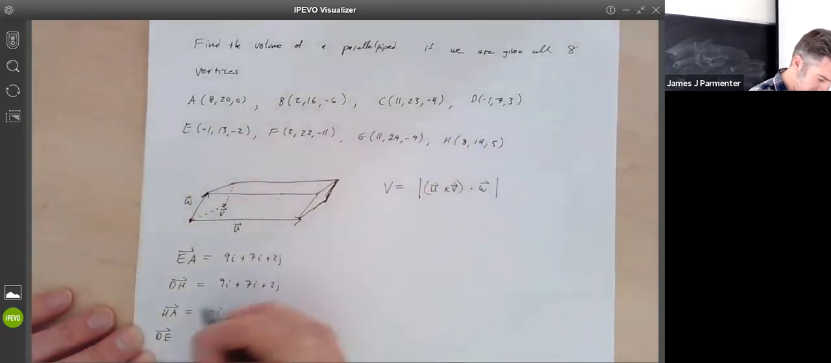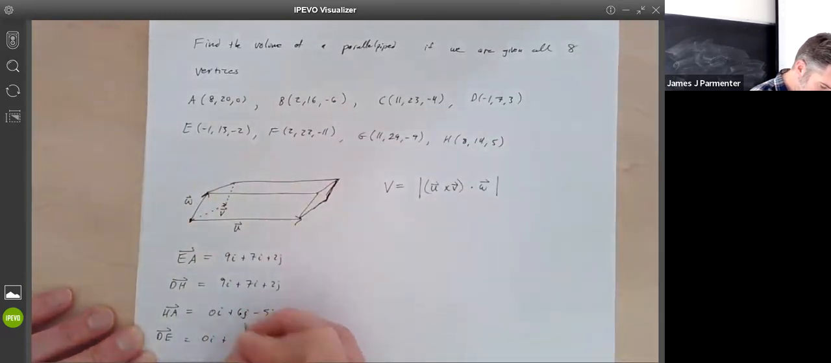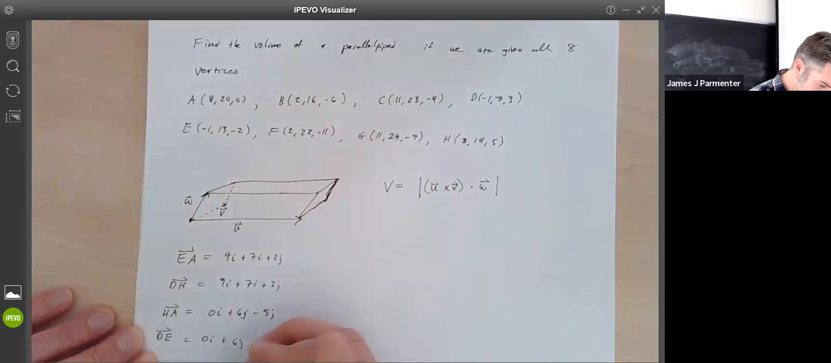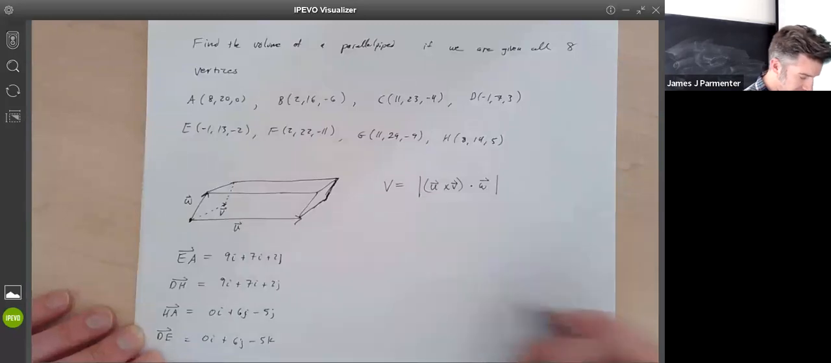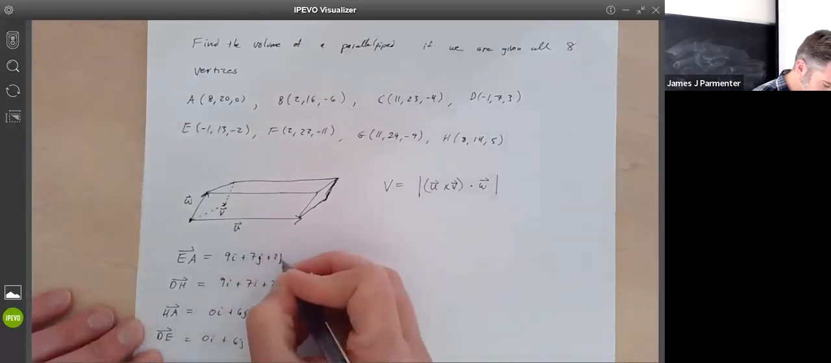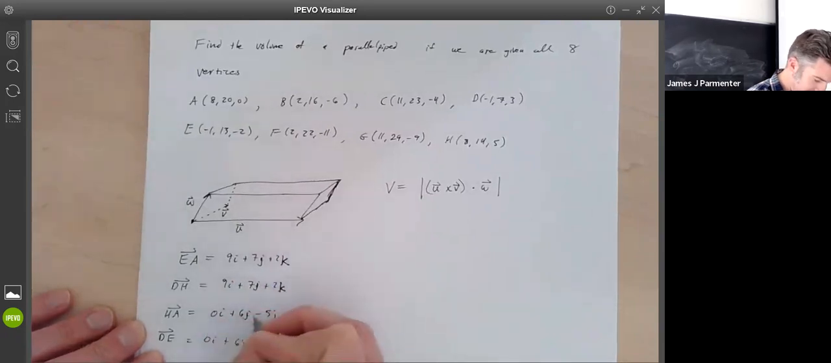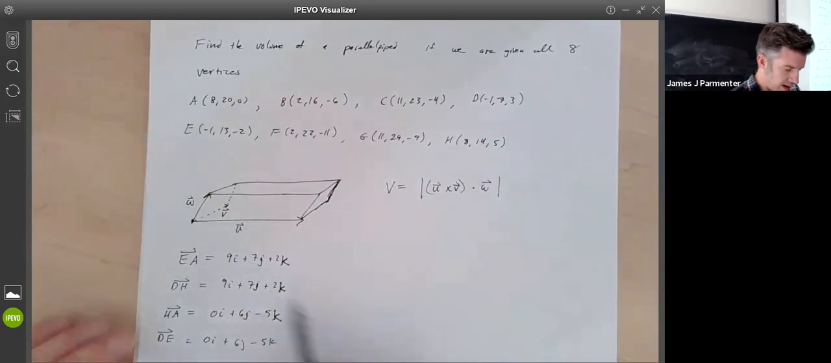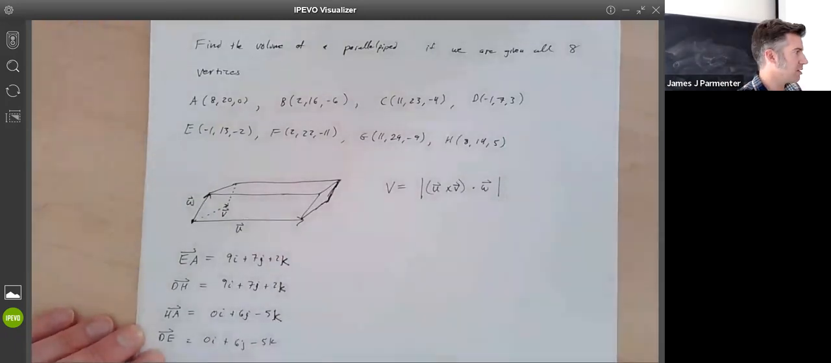So -1 minus 1 is 0i, and then 13 minus 7 is 6j, and then -2 minus 3 is -5k. Sorry, that should be 9i plus 7j plus 2k for EA, and 0i plus 6j minus 5k for this one. Good with the i. So i, j, k, i, j, k.